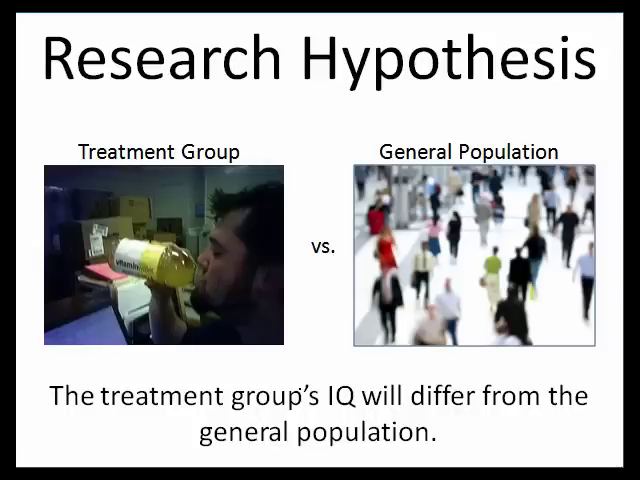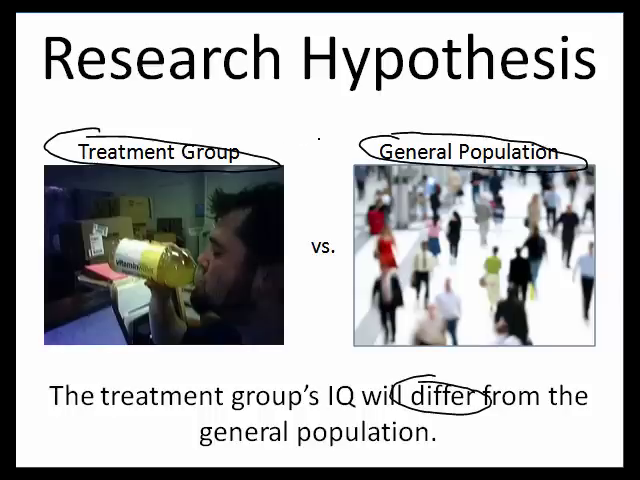Our research hypothesis is that after the 2 weeks of treatment, IQ will differ between the treatment group as well as the general population. That there will be a difference between these two groups. That they will not be equal. This could be because vitamin water improves your IQ, or it could be because vitamin water decreases your IQ.